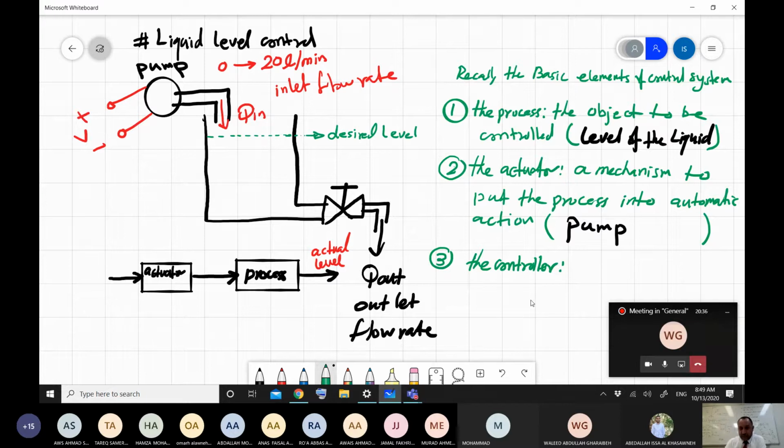Human. Now, last time it was human. Here actually I'm having a pump, and the pump now by itself cannot think, by the way. Now the controller by definition is a mechanism to tell the actuator what to do. Yes, it can be human, it can be a microcontroller, it can be another system, correct?